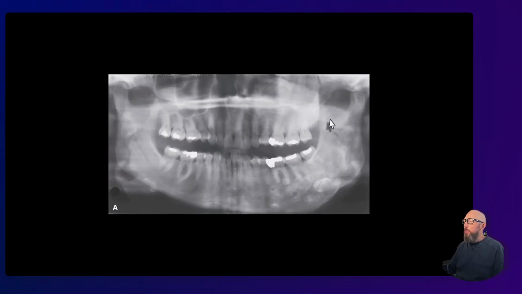And here maybe we don't appreciate much expansion at all. There's probably a bit of expansion with this, but it's expanding more into the sinus, but it doesn't have that ball-like shape like an ossifying fibroma. So this is polyostotic fibrous dysplasia because I see it in both the maxilla and the mandible.